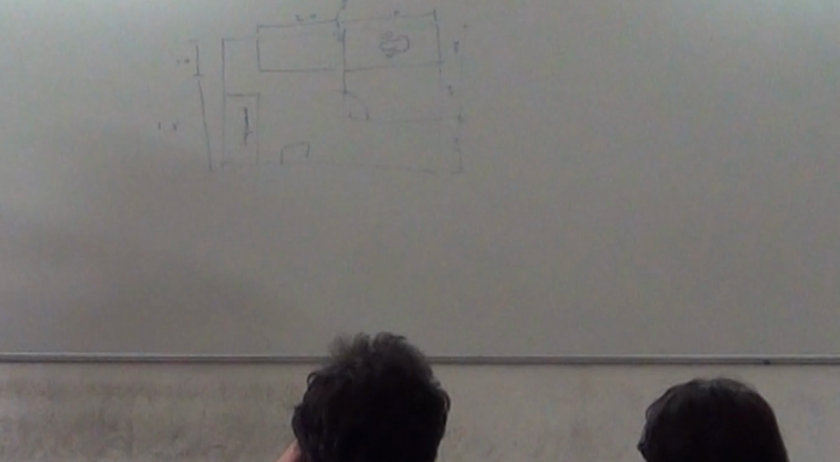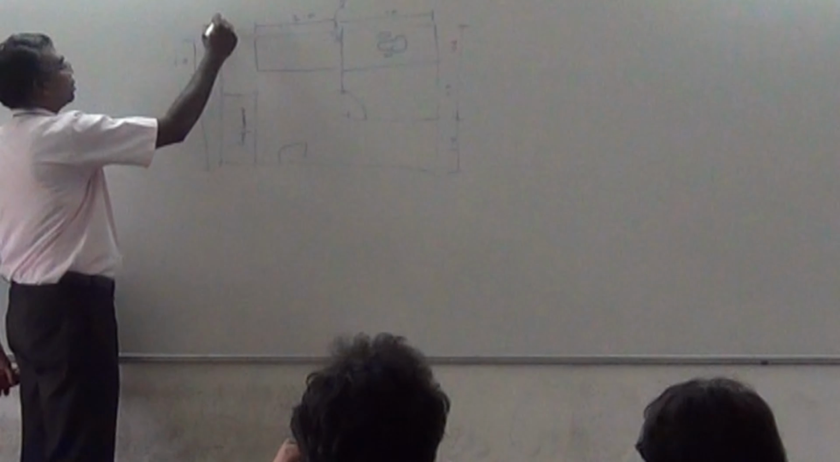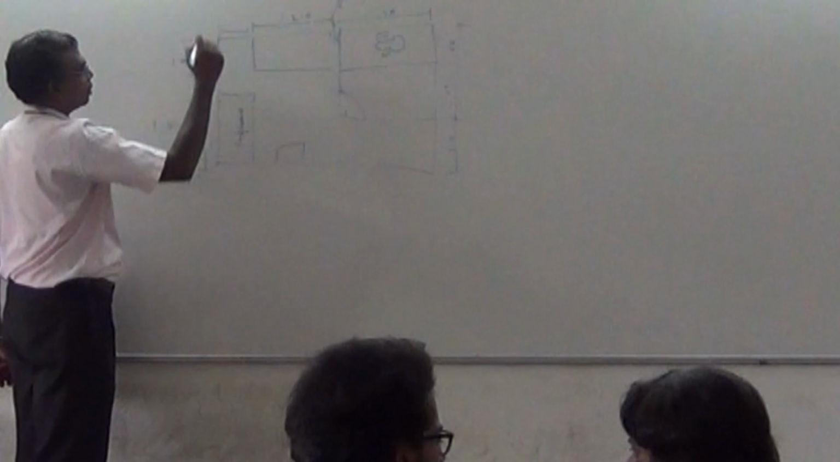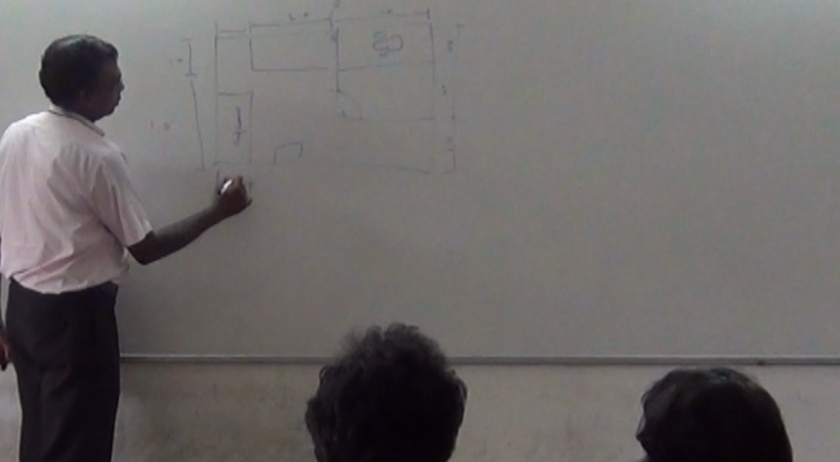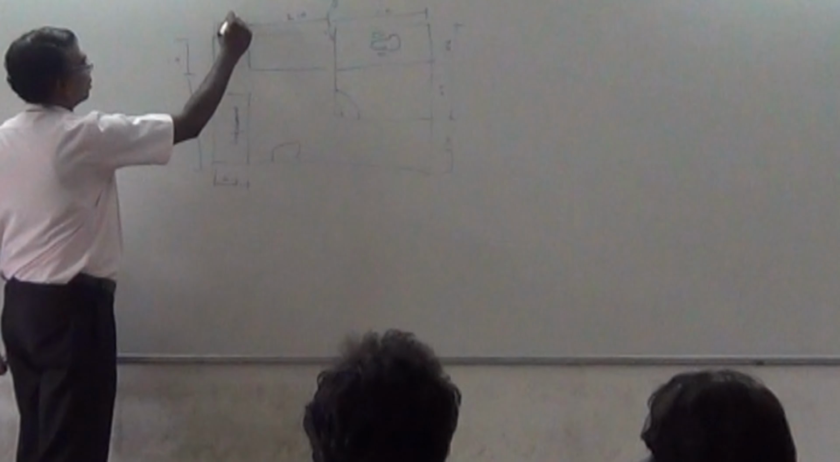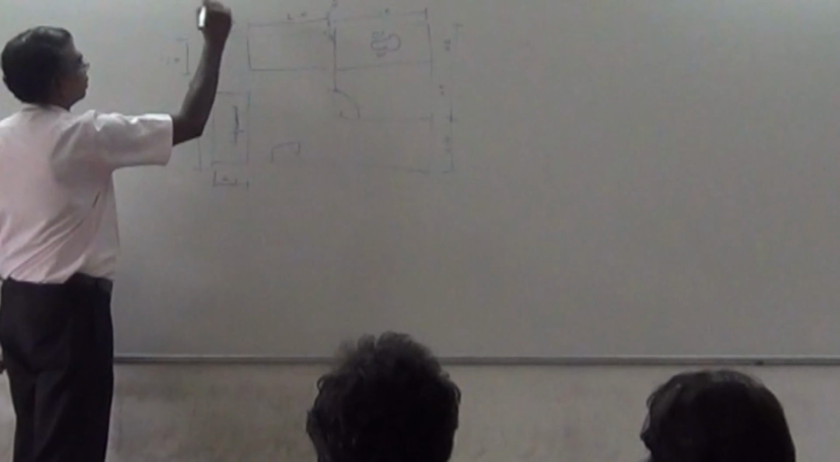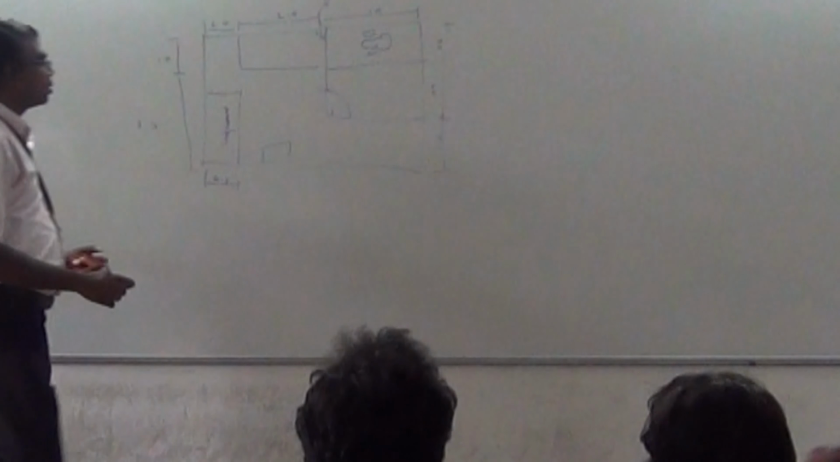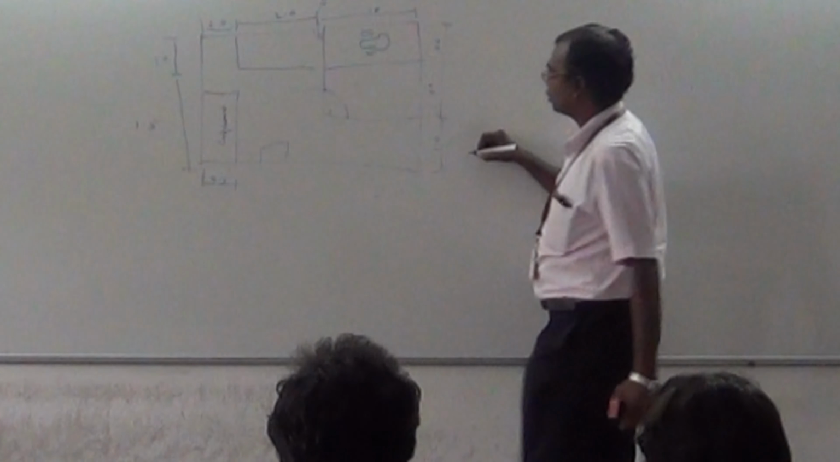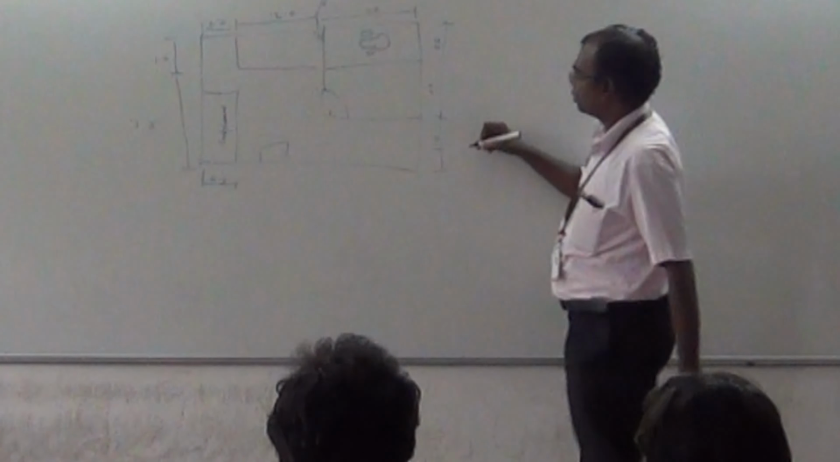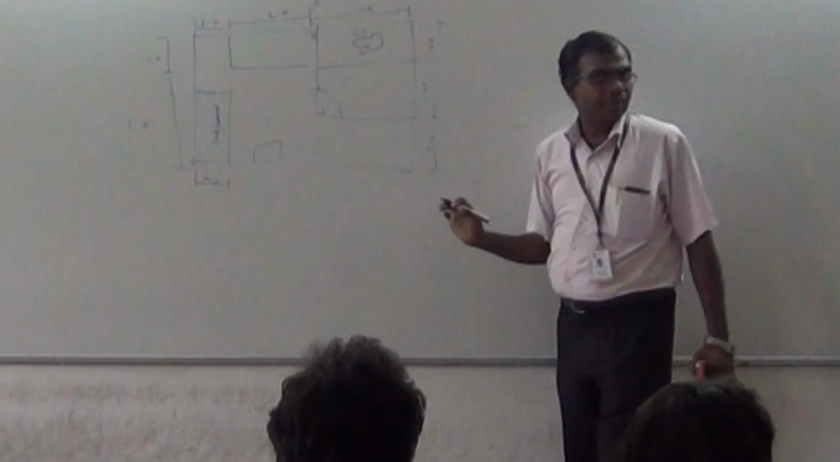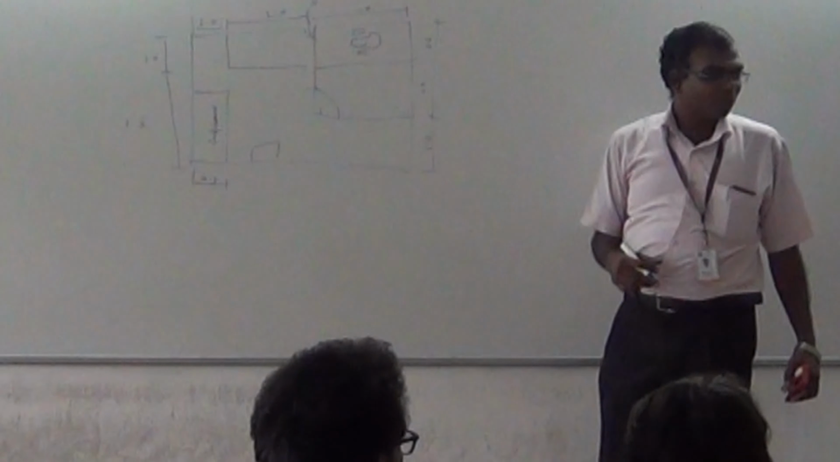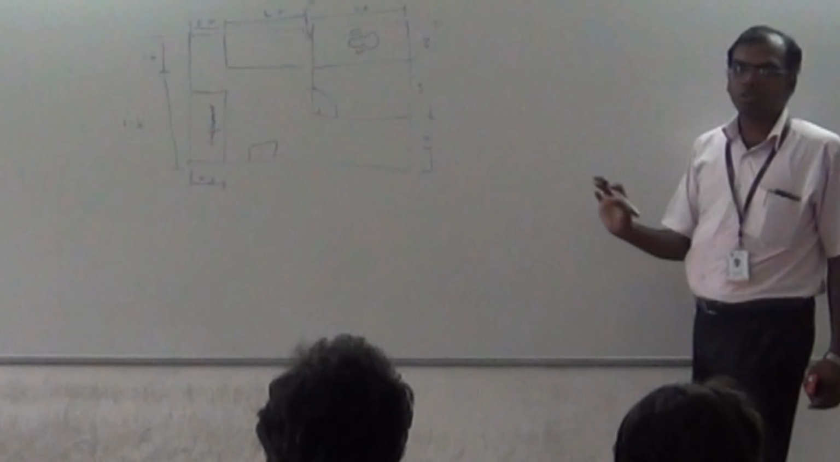So 3 meters, and if I keep this as 0.3, 0.5 won't be enough. Okay, I'll keep this as 1. So 4 by 2.5 is your entire thing. Including this wall, we are keeping this as 4 by 2.5.